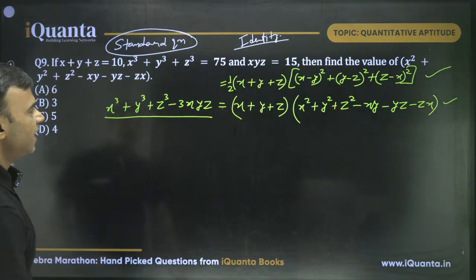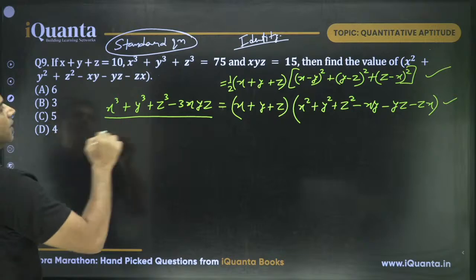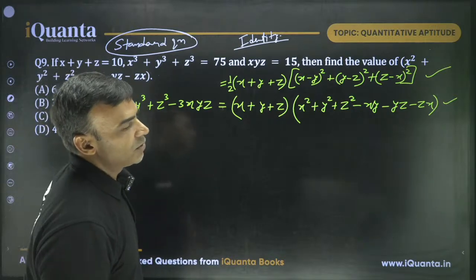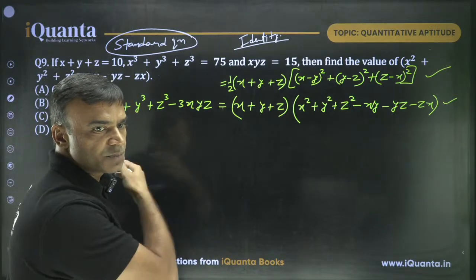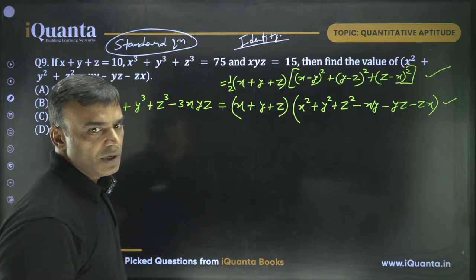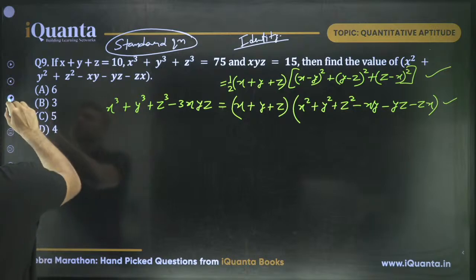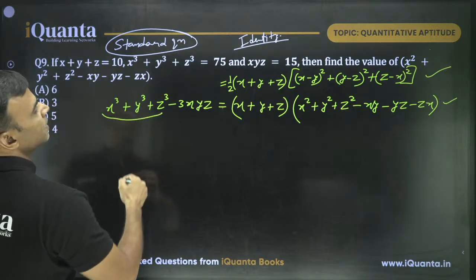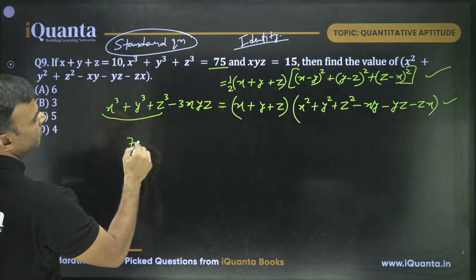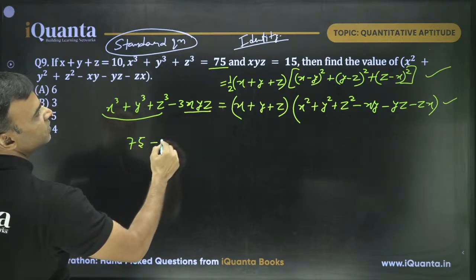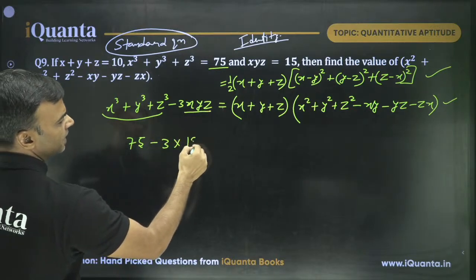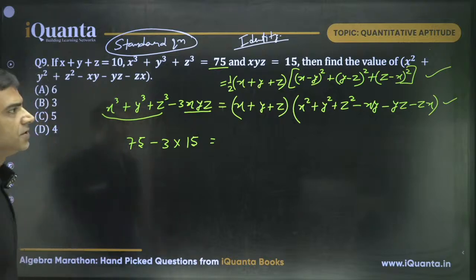But yeah, the first one is not going to work in this question. Only the second one is going to be useful in this question. That's it. Just put the values there and check. If you put the values there, what do you see? x cube plus y cube plus z cube, that is 75, minus 3 into xy. Just put the values. As I said, this is more of a childish situation.